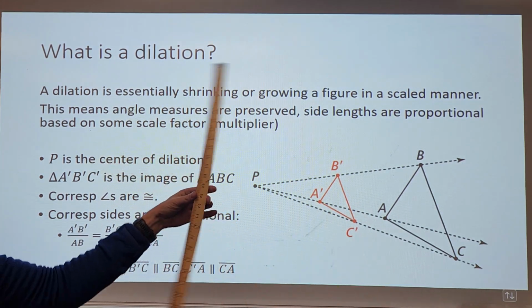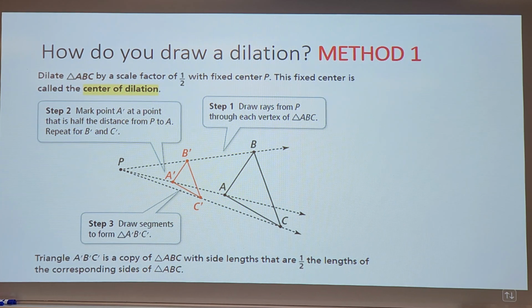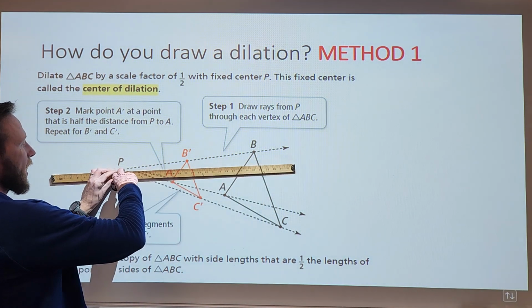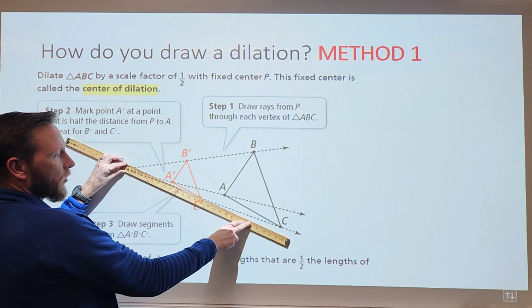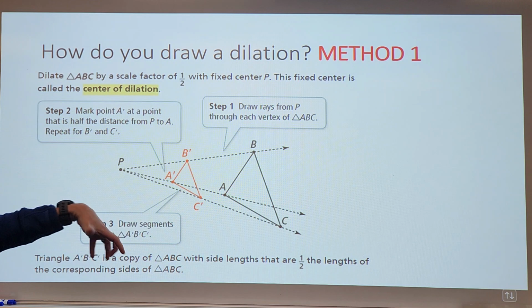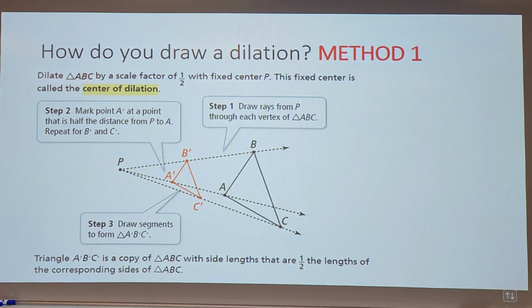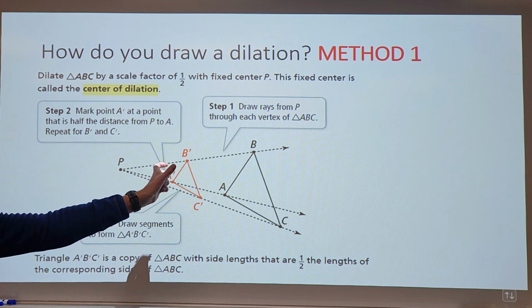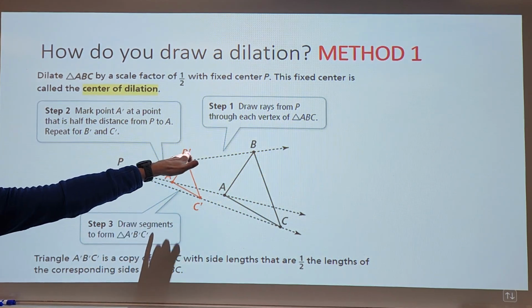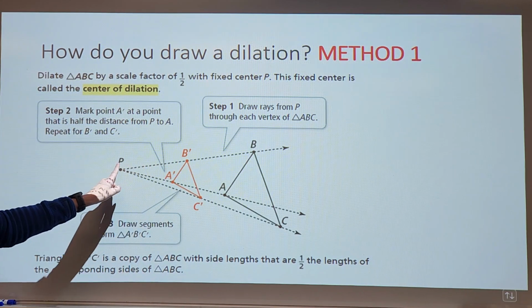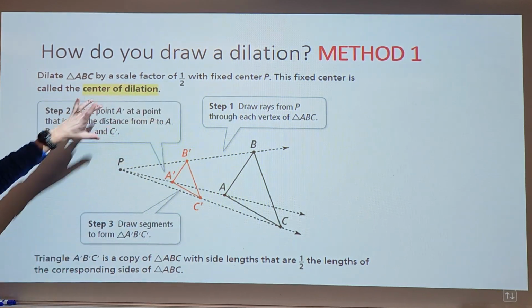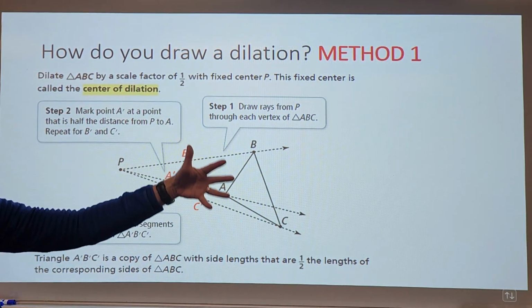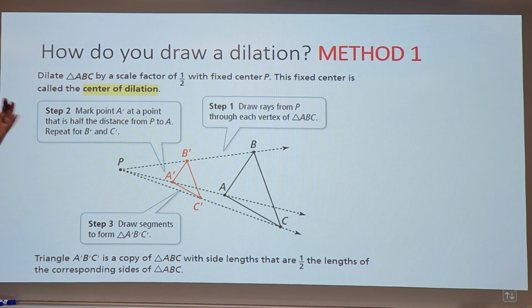This first part is going to require a ruler, and there's kind of two parts for doing these dilations. Our first method is to make sure that we can draw a connection from our center of dilation to each of our vertices, whether 3 vertices or 4 vertices or 5 vertices, depending on the figure that we're dilating. And then we are going to mark a location. We're going to measure a location that is that far away from the center of dilation as it relates to the original point A, B, or C. So here are the step by steps for how to do this. We're going to draw these rays that pass through the vertices. Then we're going to mark a point on those rays.